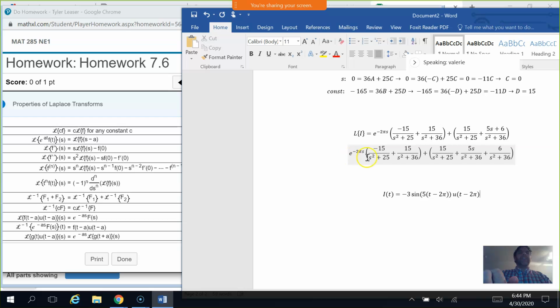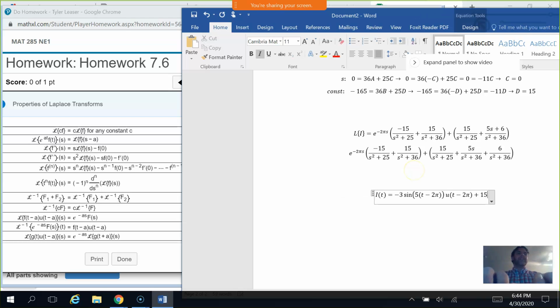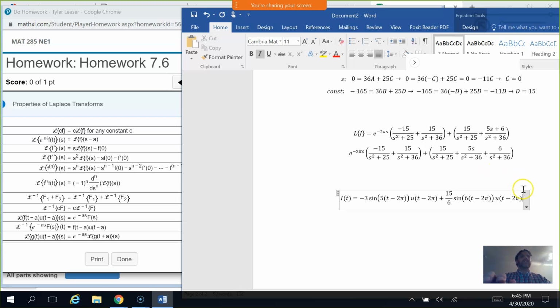Plug in the formula. Same thing's going to happen here. We have the e. Here we need a 6 up top to match the b squared in the bottom. So to make that be a 6 up top, I'm going to pull out that 15. I'm also going to pull out a 6 in the denominator. That way it becomes a 6 in the numerator, and we end up with a sine of 6t. But it's not just t, right? It's t minus 2 pi. And then that has to be multiplied by that u function, u of t minus 2 pi.